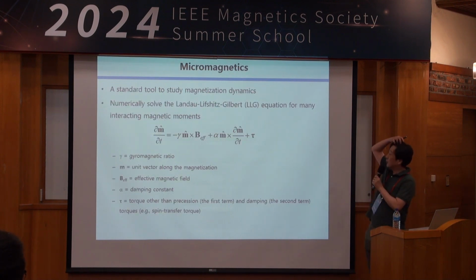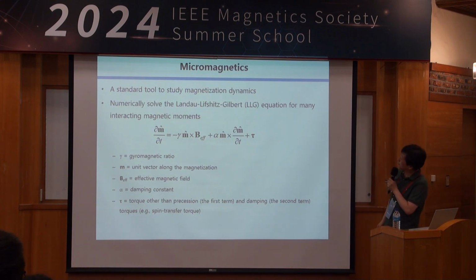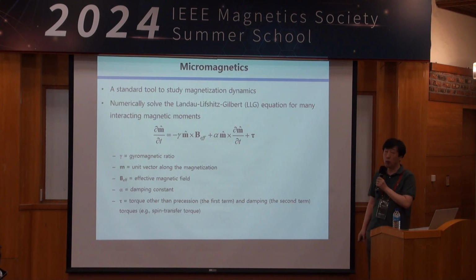So next one is micromagnetics, which is, I think, most widely used in magnetism and spintronics study. So this is kind of a standard tool to study the magnetization dynamics. So we numerically solve the Landau-Lifshitz-Gilbert (LLG) equation for many interacting magnetic moments, and the equation is here. And tau is the torque other than the precession and the damping torque. It can be spin transfer torque or spin orbit torque or magnon torque, thermal torque, and so on.